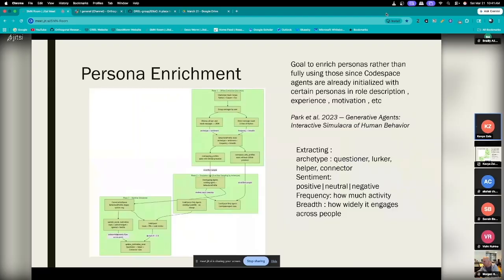Okay, so moving to persona enrichment. We have already initialized some personas in the code space while initializing the agents, like their role description, the experience, the motivation. So what I'm trying to do is enrich them, basically add some extra personas that are required for chatting. So I'll extract archetypes like questioner, lurker, helper, or connector. Then sentiments, whether the conversation is positive, neutral, negative. How much the user has engaged, and how widely it engages across people.